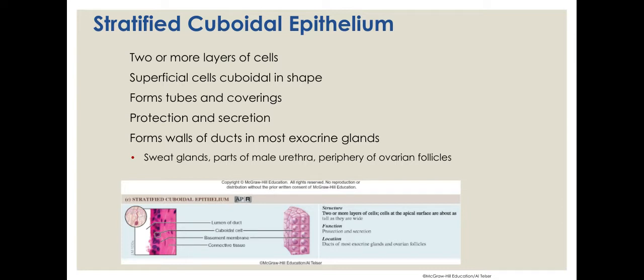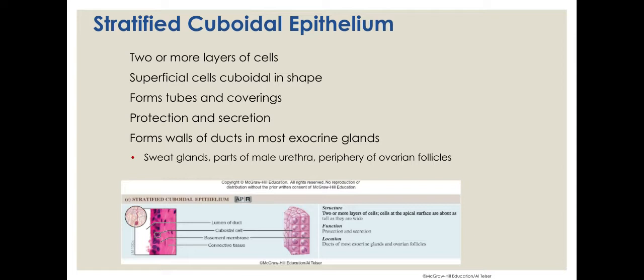Okay, let's move on to stratified. Stratified meaning that we have two or more layers on top of each other. If it's stratified cuboidal, well, then it's the cube shape, just in more than one layer. We're going to find this stratified cuboidal epithelium in different tubes, and also in any sort of coverings in the body. It is used as protection as well as in secretion. And again, walls of ducts in the exocrine glands.